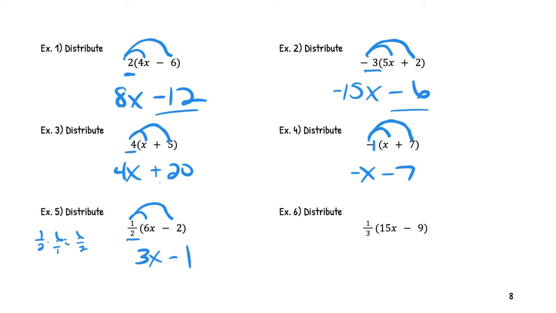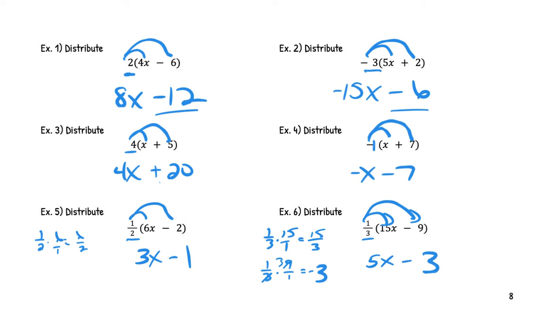And finally, our last one, we have 1/3 times 15x, 1/3 times negative 9. Again, if you need to go off and use a calculator, 1/3 times 15, or 15 over 1, gives you 15 over 3, which is 5x. And 1/3 times negative 9 gives you negative 3. So 5x minus 3.